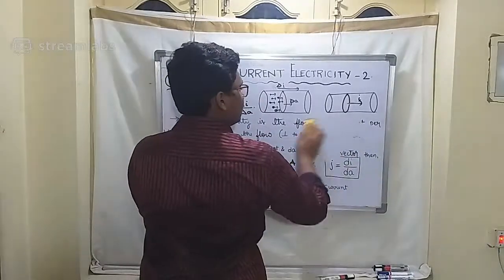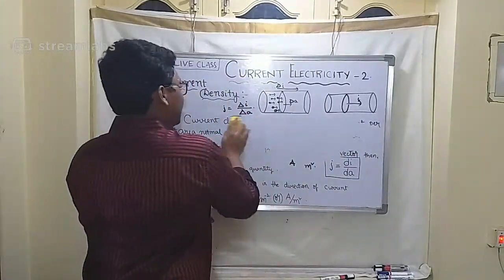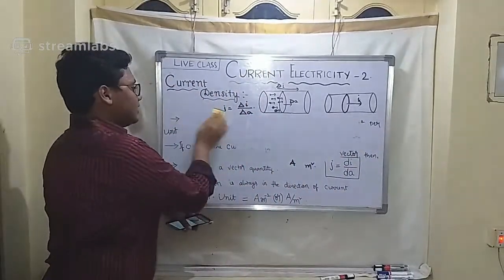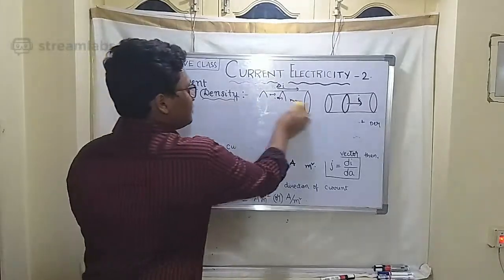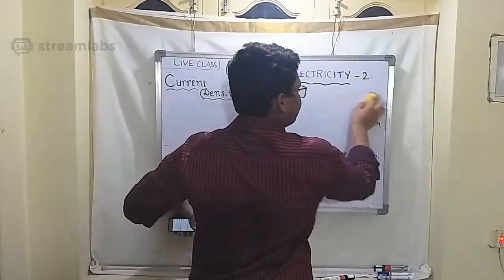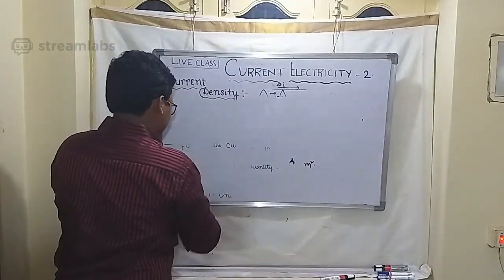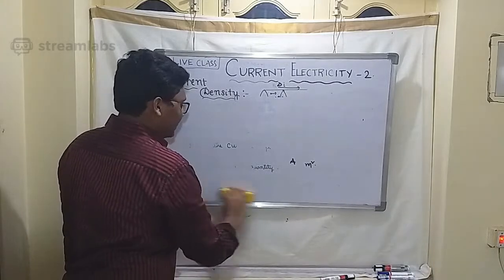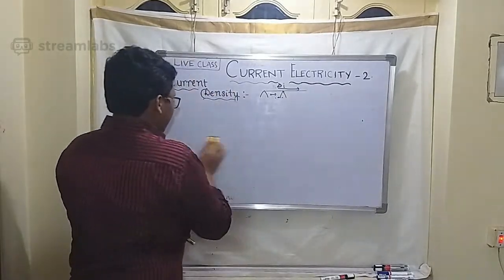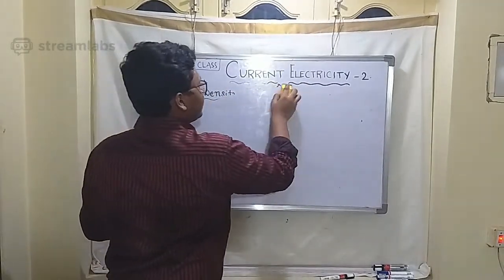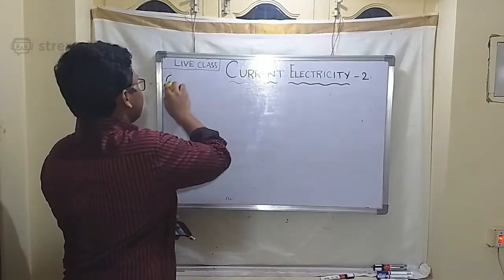And the problems, I'll say about these sums in some DPPs. I'll also conduct the DPPs, daily practice problems, and on that I'll say important problems. Okay, and now we are starting drift velocity. Before that, I'll ask a question on this current density.